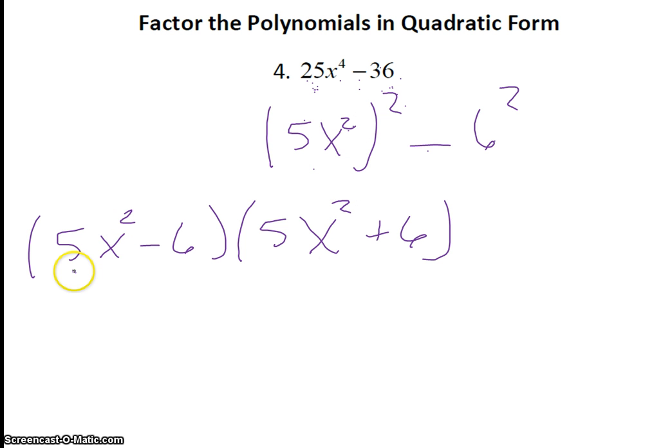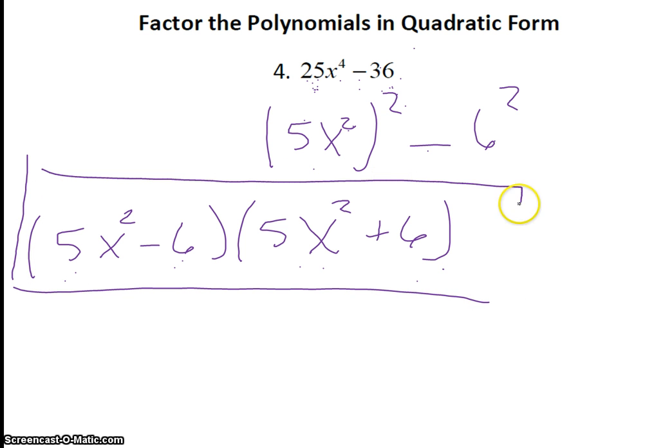And if I were to FOIL this out, I would get the same thing because the outer and inner terms drop out. Now, can either of these be factored further? No, because neither of them is the sum of squares or a difference of squares, or a difference of cubes or sum of cubes. So let's go ahead and move on to the next problem.